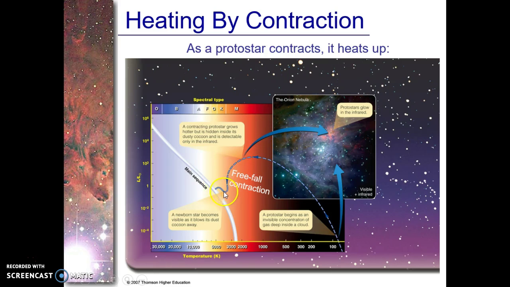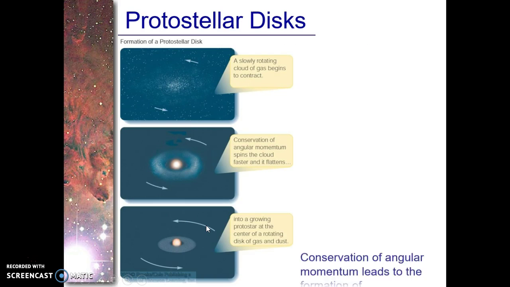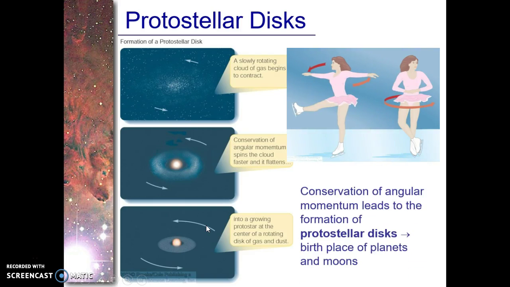As this freefall contraction happens, it starts to heat up. The newborn star becomes visible because it's going to spin and blow its dust away. We can also get protostellar disks, and these protostellar disks are believed to be birthplaces of planets and moons.